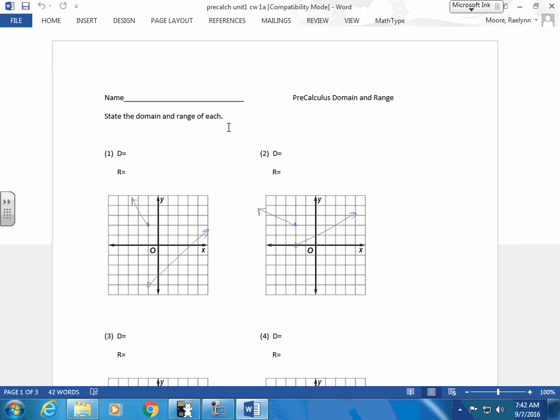Okay. So we're going to spend just a little bit of time finding a domain and a range.